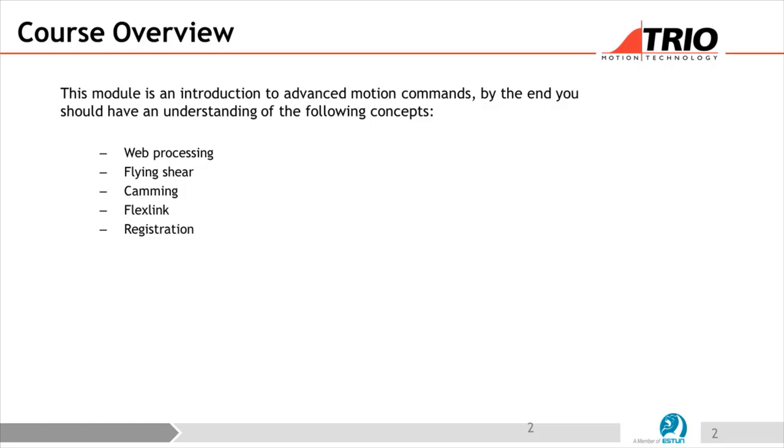So there's 4 subjects there: flying shear, doing cams, a thing called FlexLink, which when I explain that it should be reasonably obvious what it does, and registration, which is where we pick up a signal from an input and use it to synchronize one axis with another one.